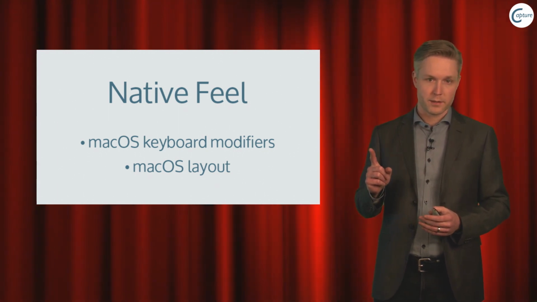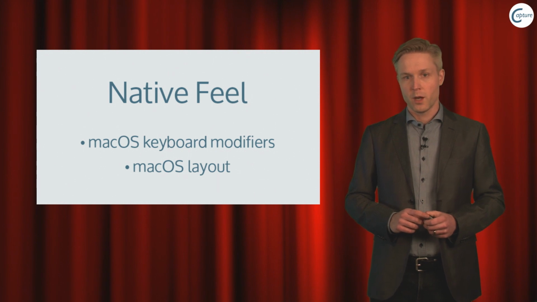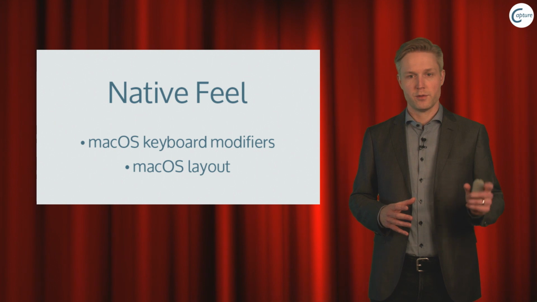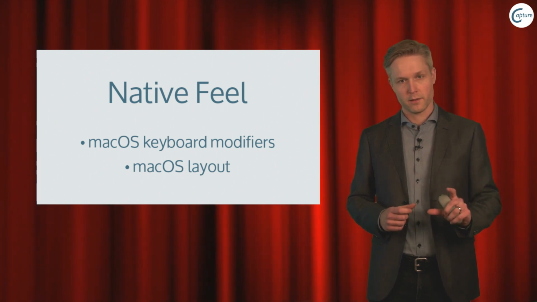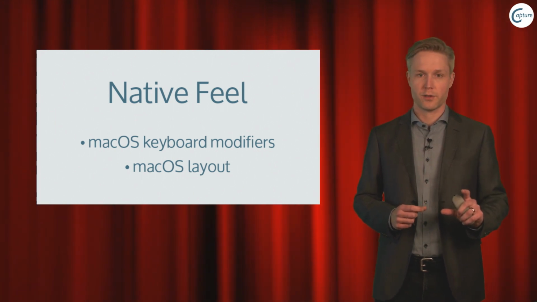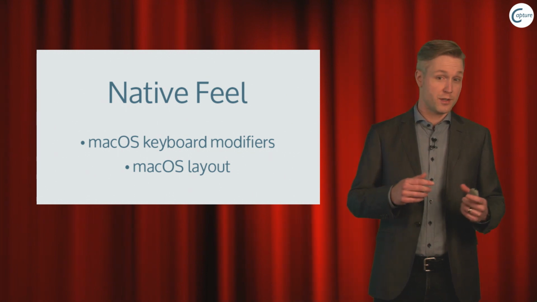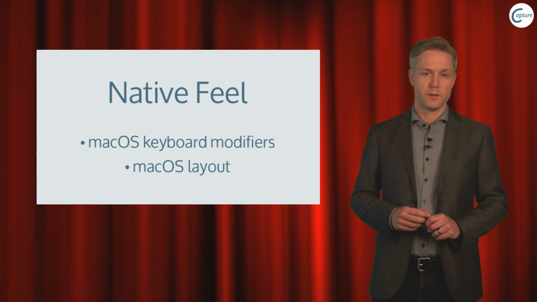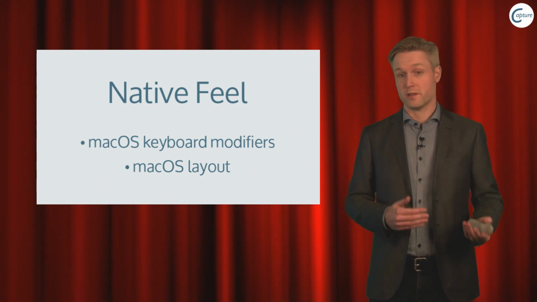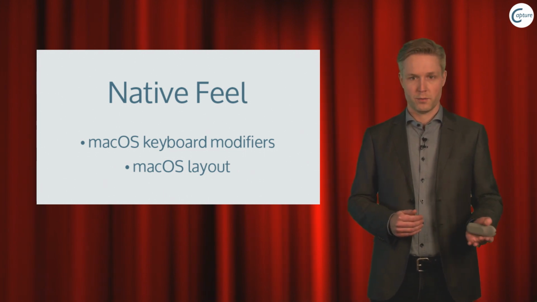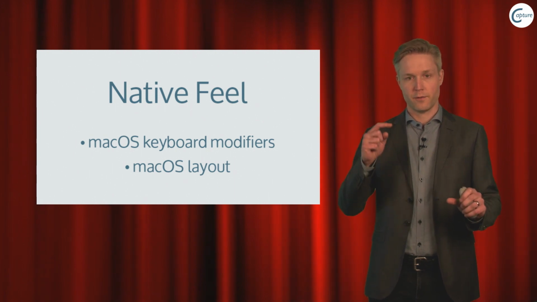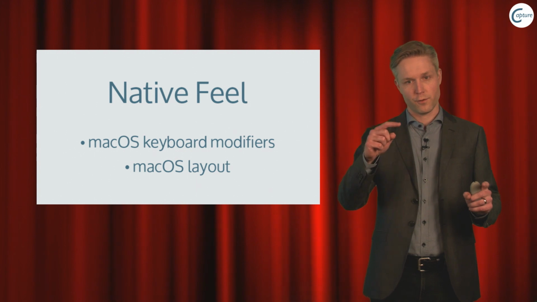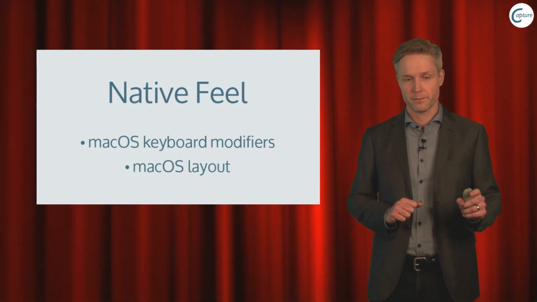Number one is keyboard modifiers, where we have made sure that in Capture you now use Shift and Command for any multi-select operations, rather than Shift and Control as we used before. And this is good for two reasons. To begin with, it's how it's supposed to be on Mac OS. You are supposed to have the Command key for individual object multi-selection and Shift key for range-based multi-selection.